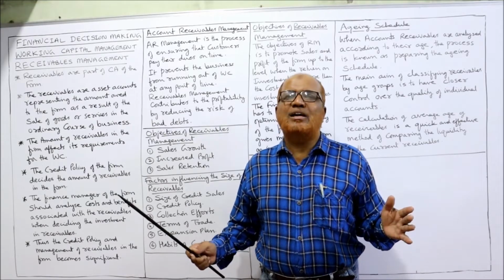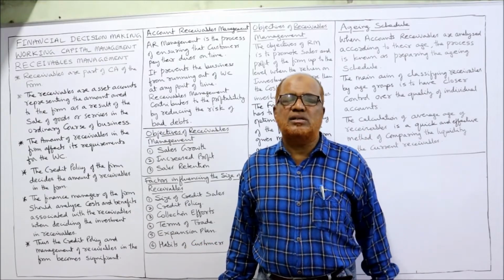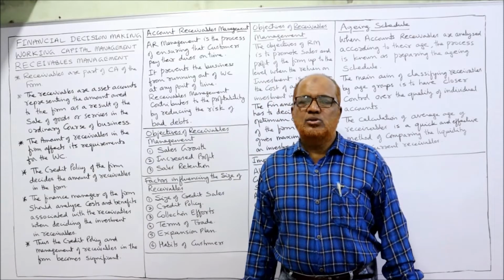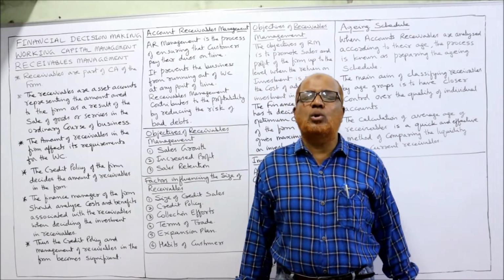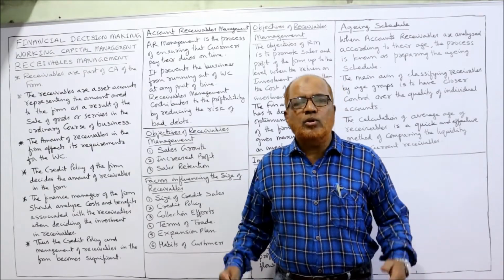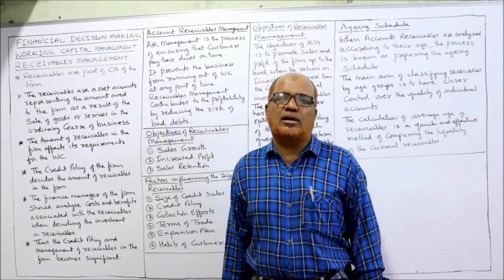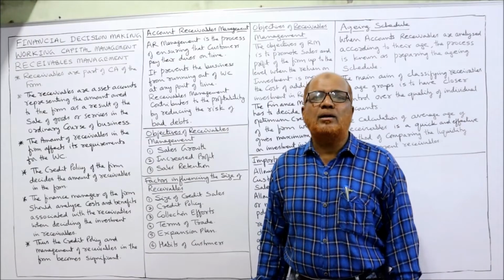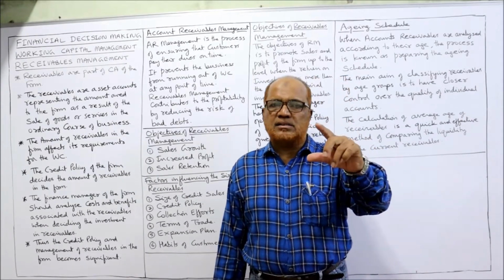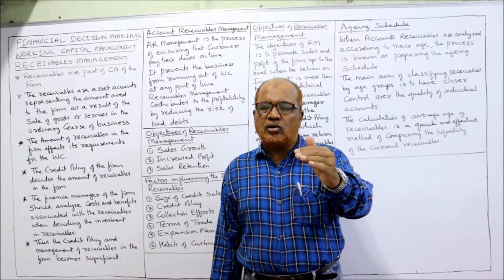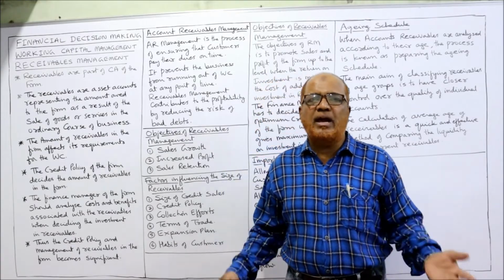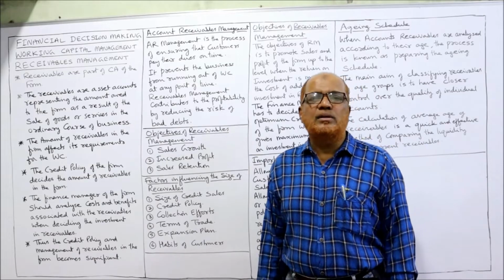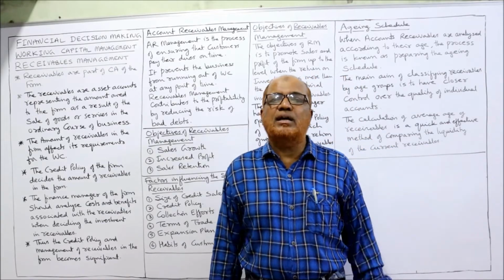Receivables will arise only when goods are sold on credit. If a business does not sell goods on credit and sells only on a cash basis, then there is no question of receivables, no question of receivables management. Receivables management will arise whenever goods are sold on credit, and nowadays almost every business will sell goods on credit. Accounts receivable is a part of working capital. Under current assets, inventory, accounts receivable or trade receivable, cash in hand, and cash at bank are the main items of current assets.